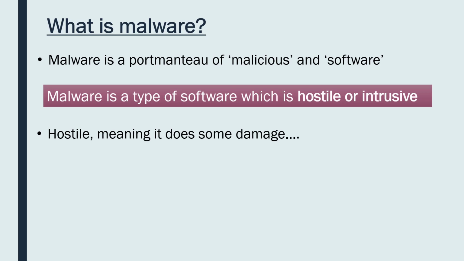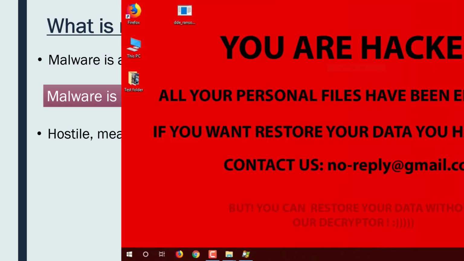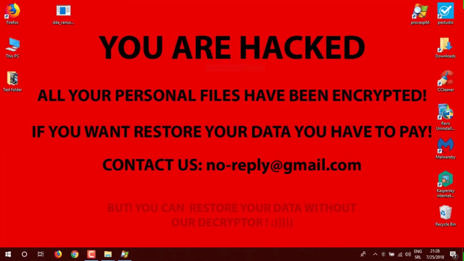First of all, hostile means it does some damage to our computer. So for example, this is a screen from ransomware. So it says you are hacked, all of your files have been encrypted. And this is malware, of course, but it's got some hostile act. So it's being hostile, it's damaging our computer in some way by encrypting all of our files.